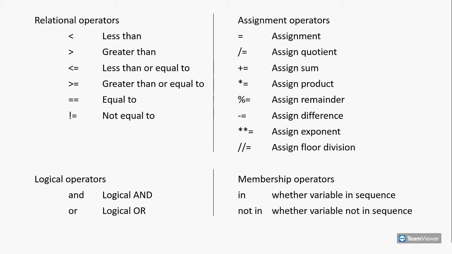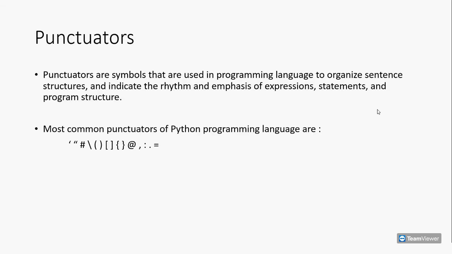Then we have the membership operators, which are in and not in. The in checks whether the variable is present in a sequence, and not in checks whether the variable is not present in the sequence. So these were our operators. A detailed discussion about these we will do as we move forward with programming.